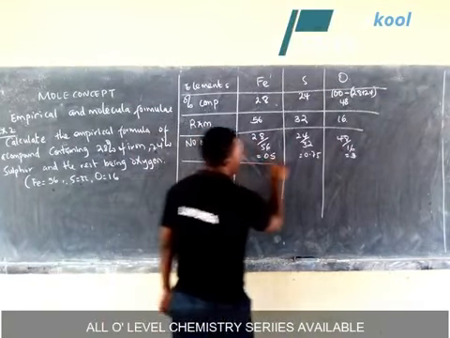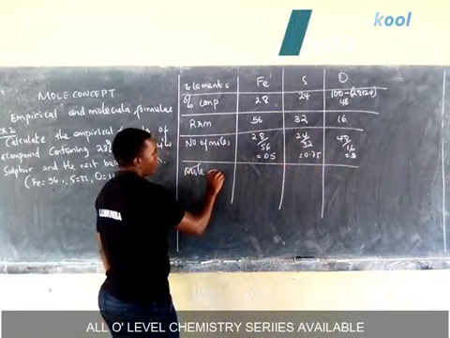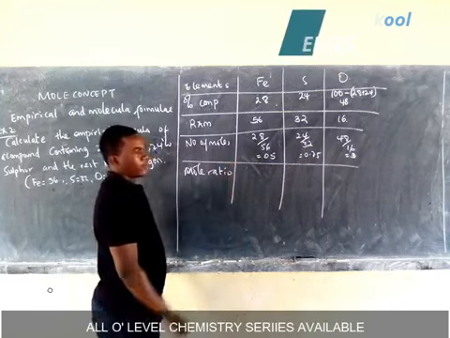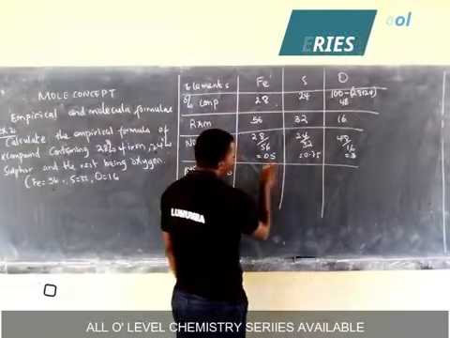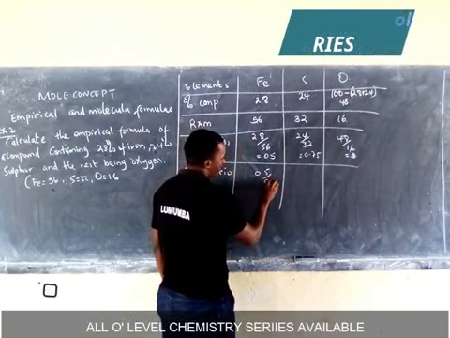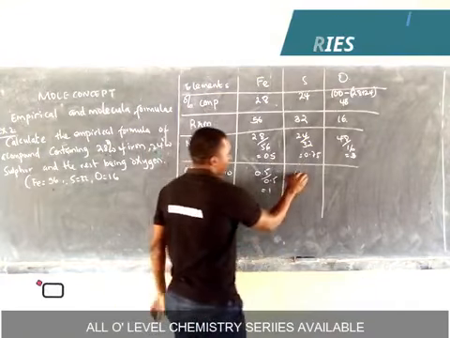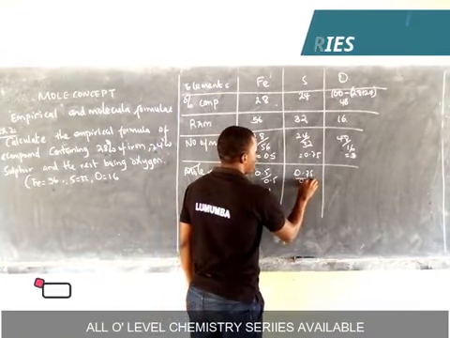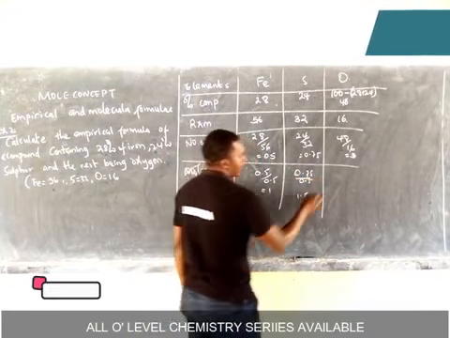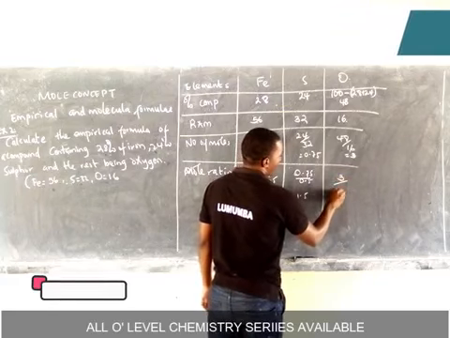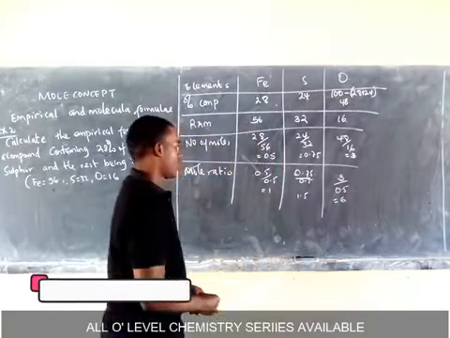From there, you're supposed to find the mole ratio. Finding the mole ratio, divide by the smallest value. In this case it is 0.5, so 0.5 over 0.5 gives us 1. 0.75 divided by 0.5 gives us 1.5. Then lastly, 3 divided by 0.5 gives us 6.